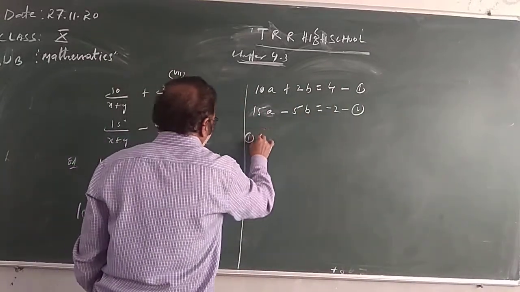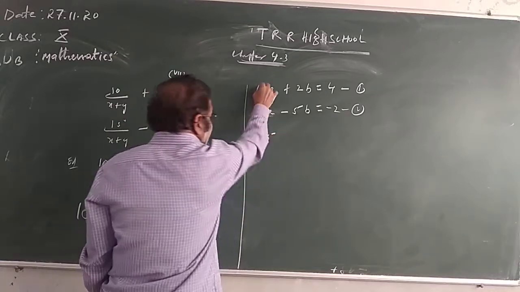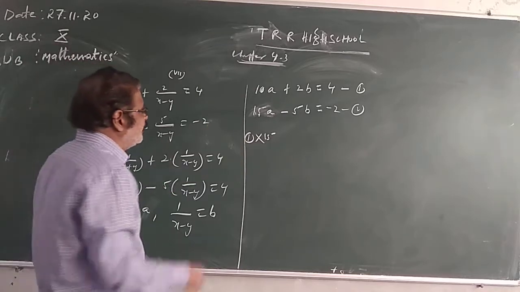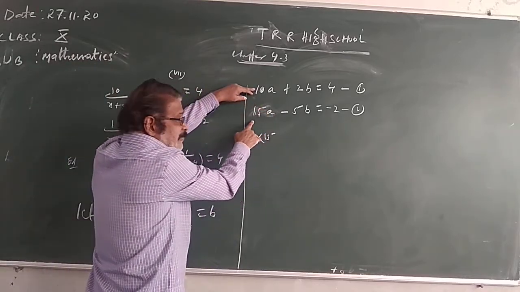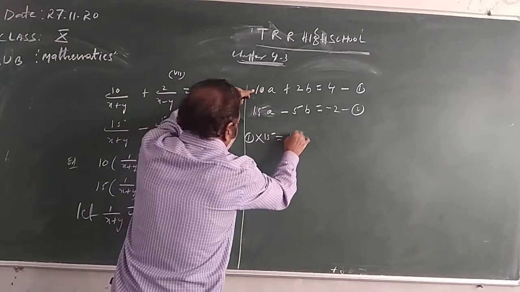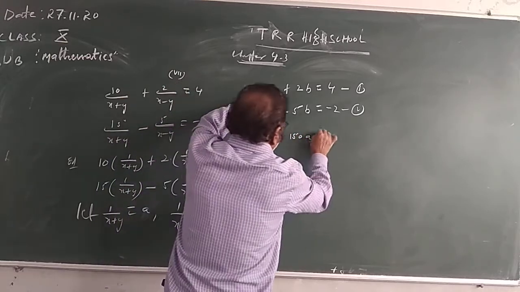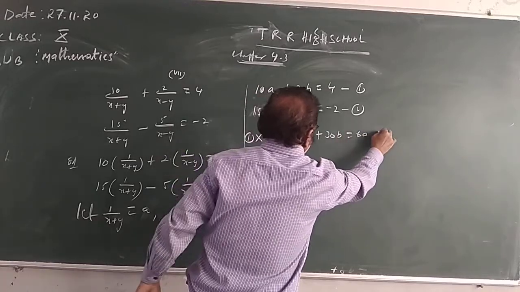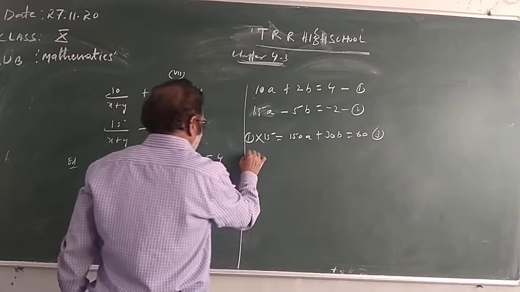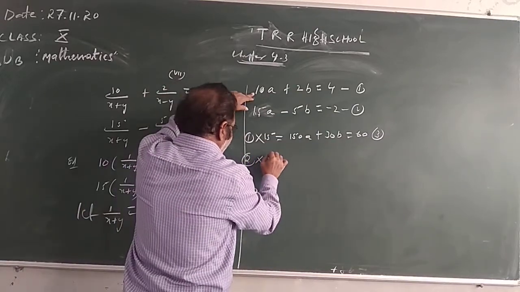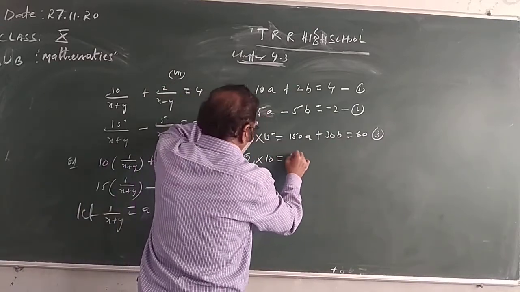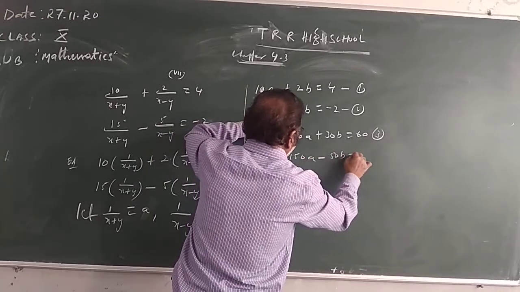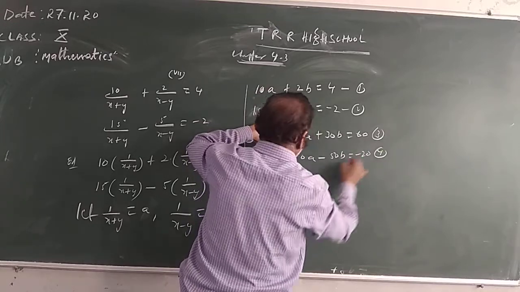First equation multiplied by 15. The coefficients are not the same. I am just making the coefficients equal. So first equation multiplied by the second equation's a coefficient, 15. 15 10s are 150a, 15 2s are 30b, 15 4s are 60. This is the third equation. Now second equation multiplied by the first equation's a coefficient, 10. 10 into 15 is 150a, 10 5s are 50b, 10 into minus 1 is minus 10. This is the fourth equation.